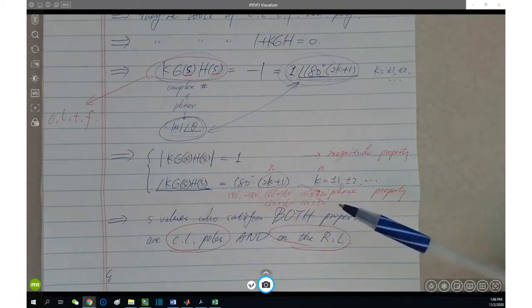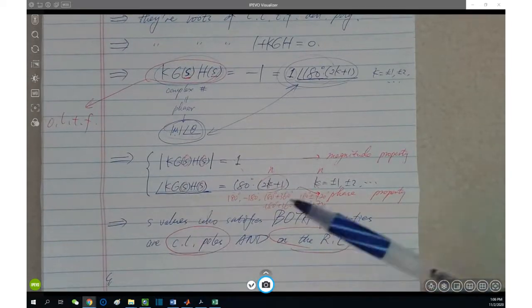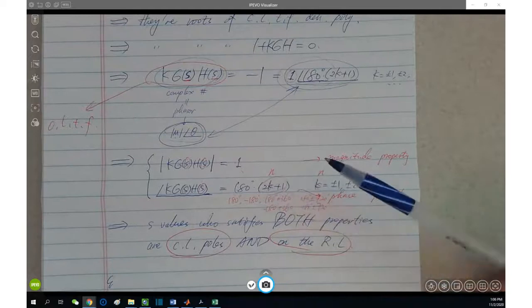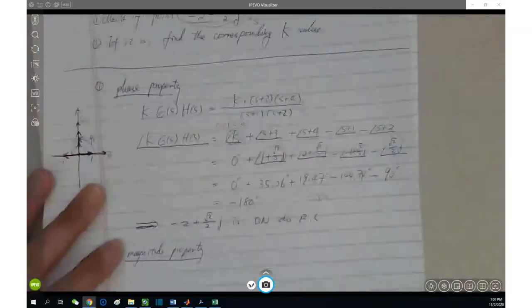Second, the phase property: the phase angle of KGH, the open loop transfer function, is an odd number times 180 degrees. Be careful, it could be positive or negative. In other words, positive 180 and negative 180 are the same angle because they have 360 degrees as difference. These are the two properties, using which we start to solve the problem.